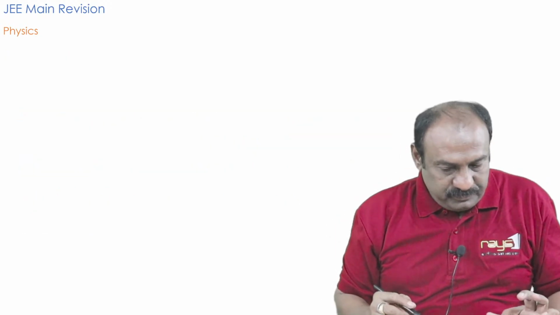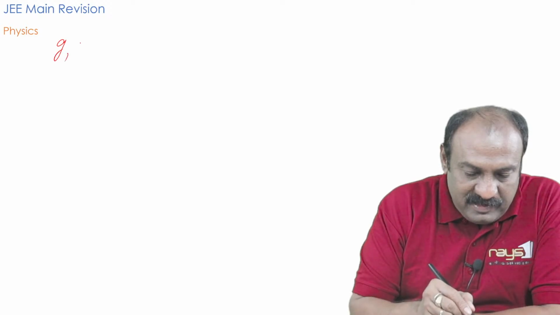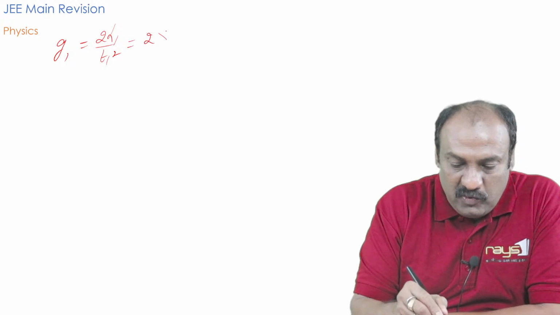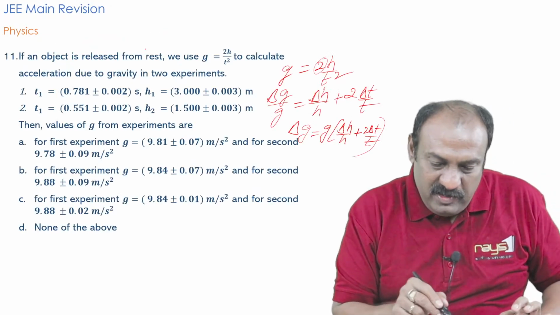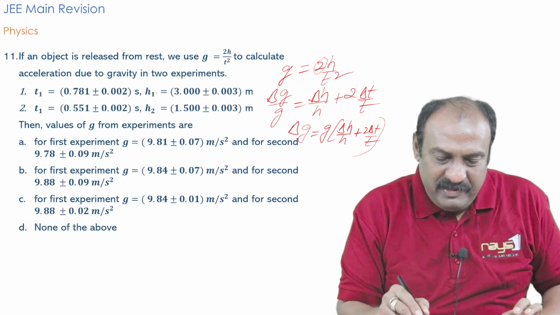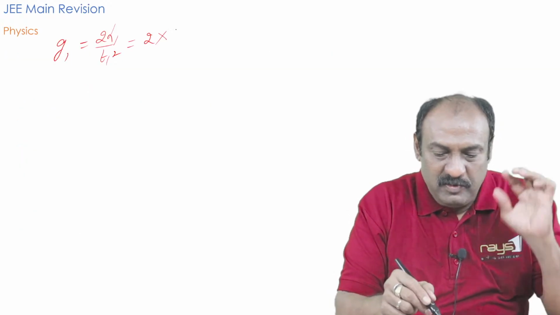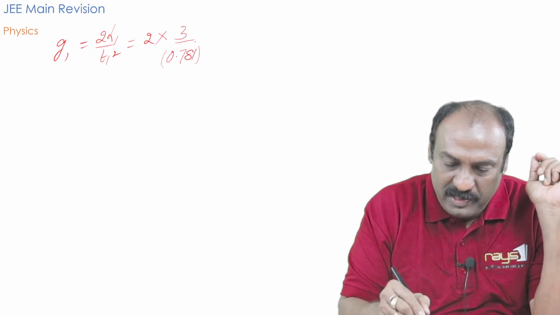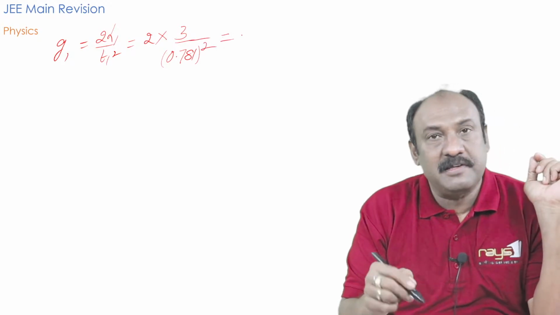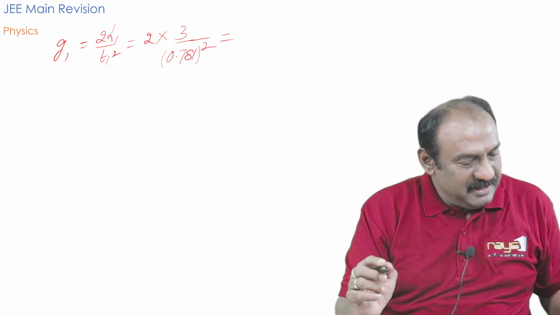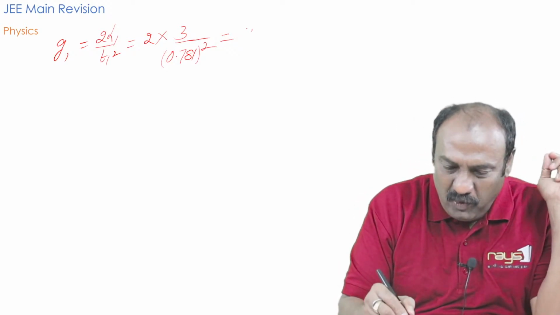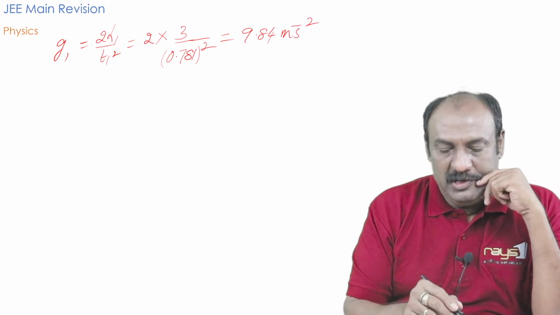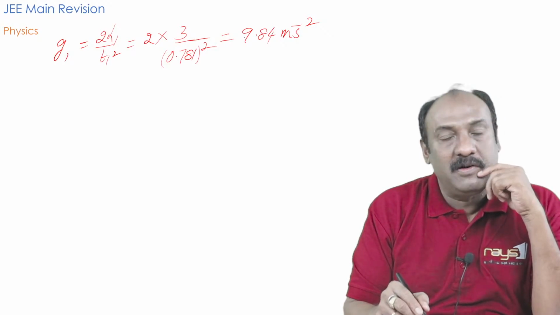Okay. So g1 is equal to 2h1 by t1 square. That equals 2 into, what is the h1 value? Here h1 value is given as 3 and t1 value is given as 0.781. It is 3 by 0.781 seconds whole square. So do the calculation. After calculation we get g1 value as 9.84 meter per second square. Do the calculation here: 2 into h1, 3, by 0.781 whole square.